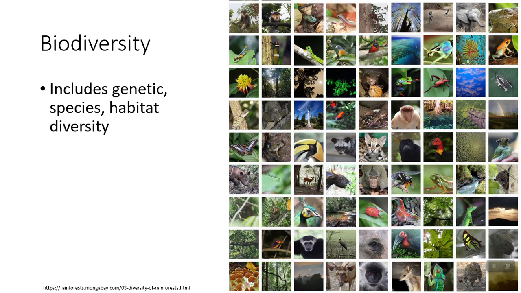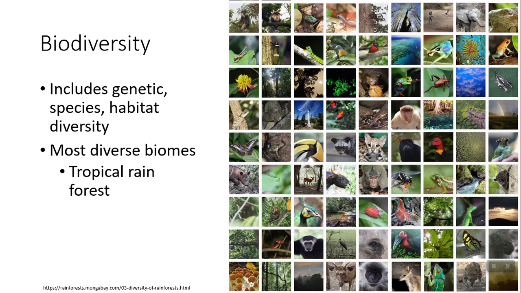And what's the point of all this? Well, biodiversity is often measured in the number of species you have living in an area. It includes multiple things, including genetic diversity, species diversity, and habitat diversity. And the most diverse biomes on the planet are on the land, tropical rainforest. What you see here is an image of just some of the species that exist in tropical rainforests.